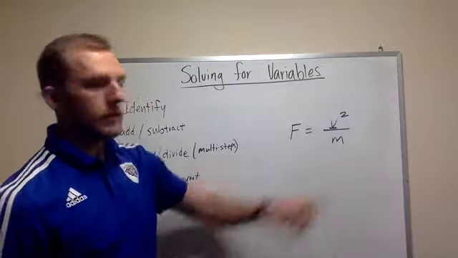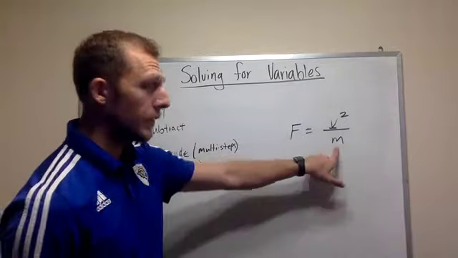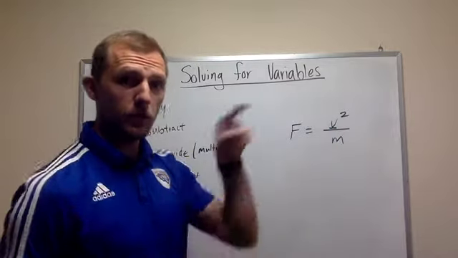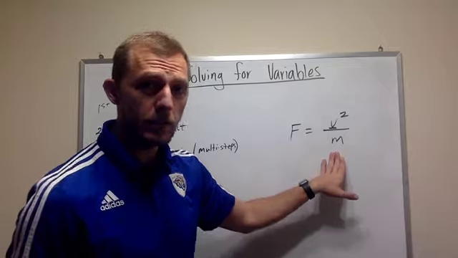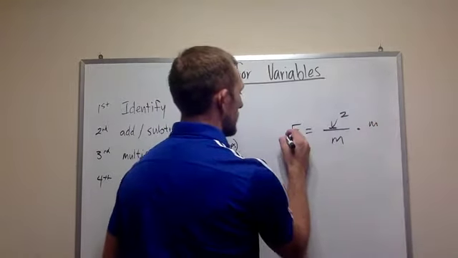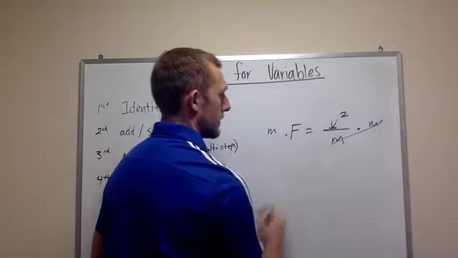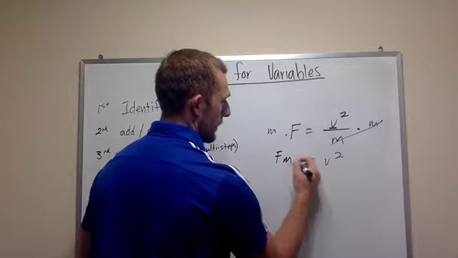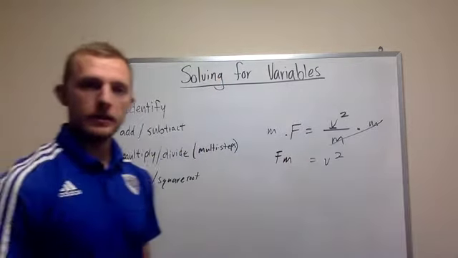Right now I need to get rid of this m. How do I get rid of it? It's being divided, it's in the denominator. Remember, I told you in another video, if it's in the denominator and you're trying to get rid of it, multiply. Times m cancels that out. Bring everything down. Fm equals v squared. How do you get rid of the squared?